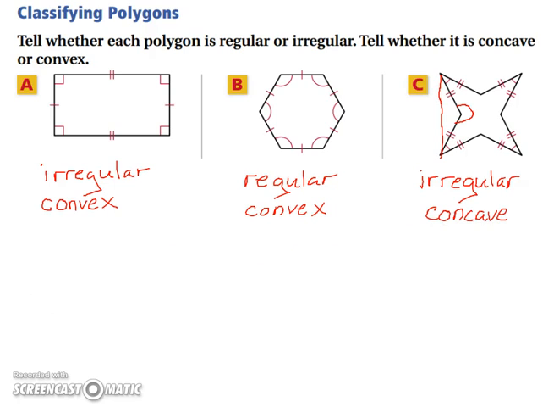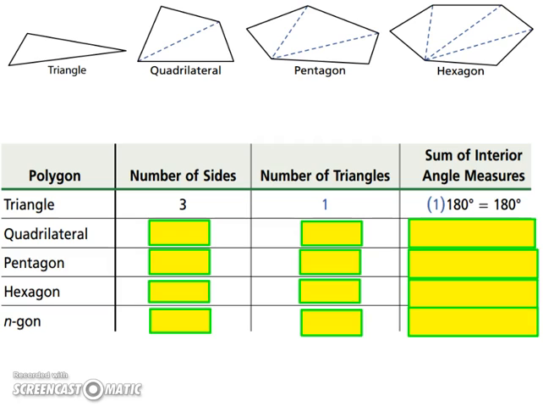Let's take a farther look into diagonals. You can use diagonals to determine the sum of the interior angle measures of any polygon. A triangle, for example, has 3 sides. And the number of triangles in a triangle is simply 1. 1 times 180. This 180 came from the fact that we know that a triangle's angles measure up to 180 degrees. So let's go a little bit further.